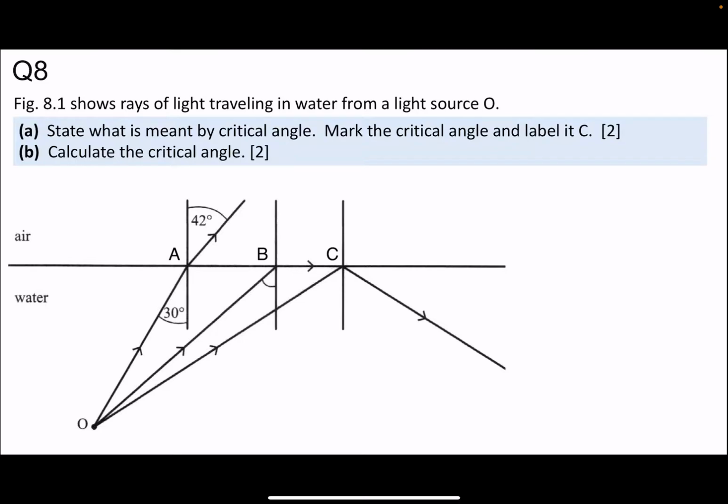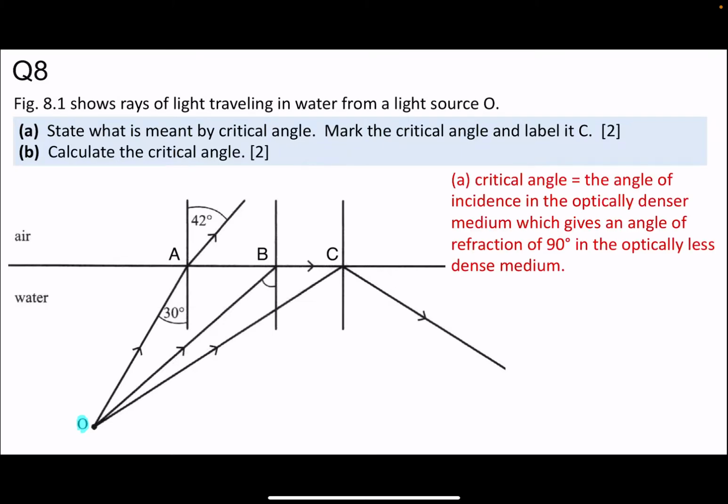Let's look at question 8. Question 8 shows light rays traveling in water from a light source O. State what is meant by critical angle and mark the critical angle and label it C. Now, critical angle, as we have defined earlier, refers to the angle of incidence in the optically denser medium, and this angle of incidence will give an angle of refraction of 90 degrees in the optically less dense medium.